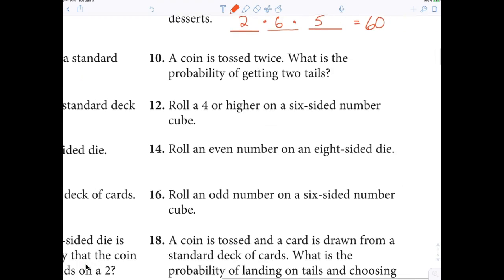All right, number 10. Uh-oh. A coin is tossed twice. What's the probability of getting 2 tails? Who can tell me? What do you think? 2 out of 8? Come on, you got to think for yourself.